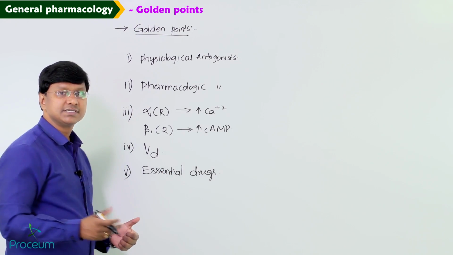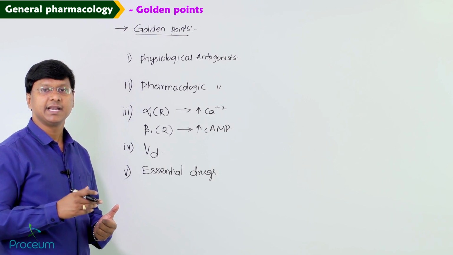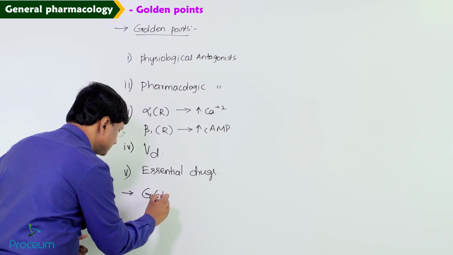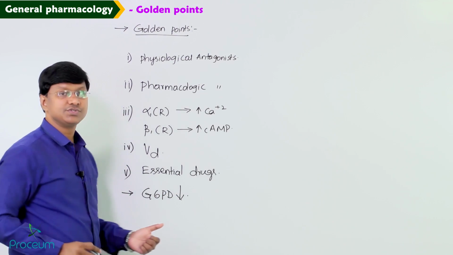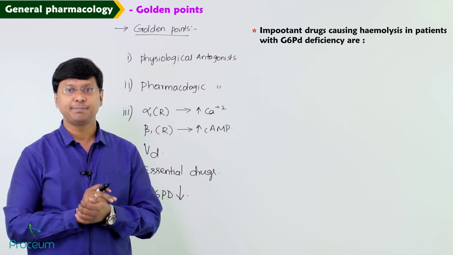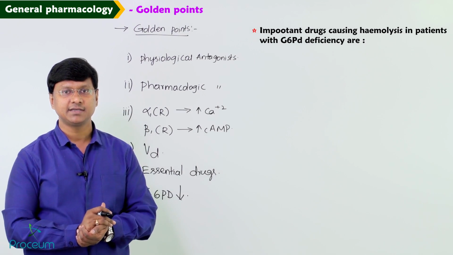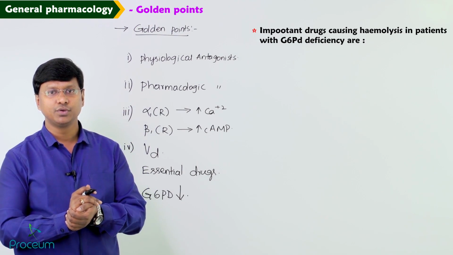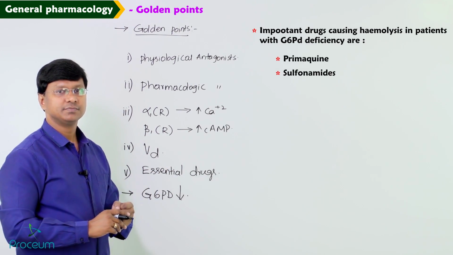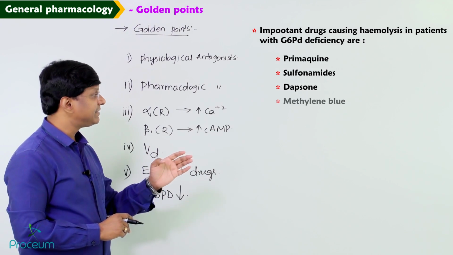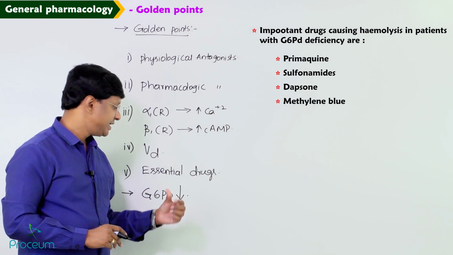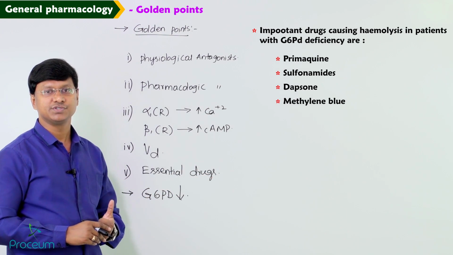Next, let me discuss another important point regarding G6PD deficiency. Right, G6PD deficiency. See, the important drugs causing hemolysis in a patient with G6PD deficiency are these particular drugs. They include primaquine, sulfonamides, dapsone and methylene blue. So these are the drugs which will cause hemolysis in a patient with G6PD deficiency.